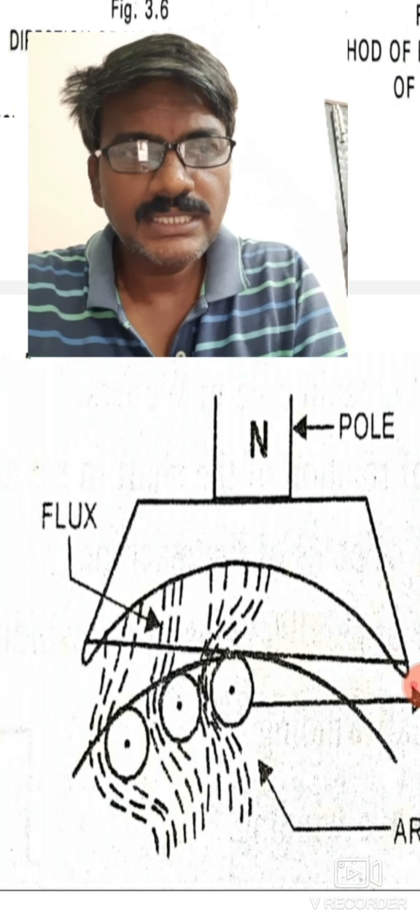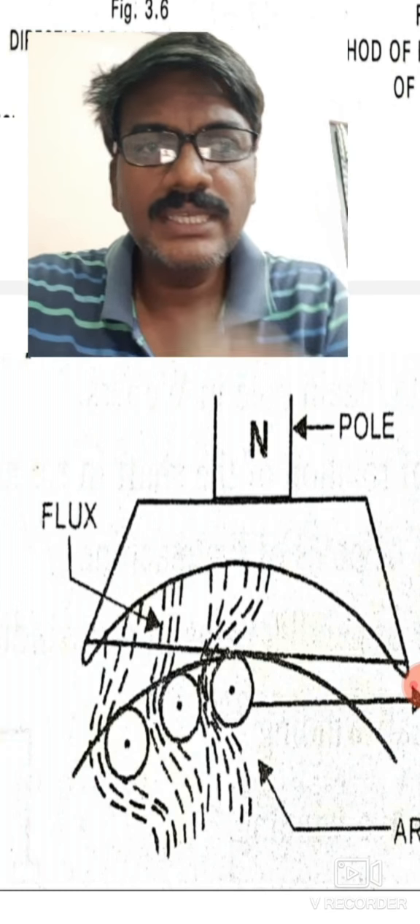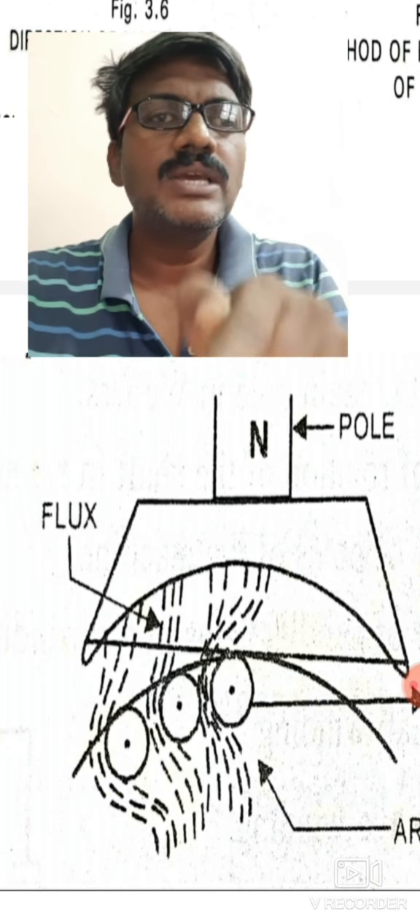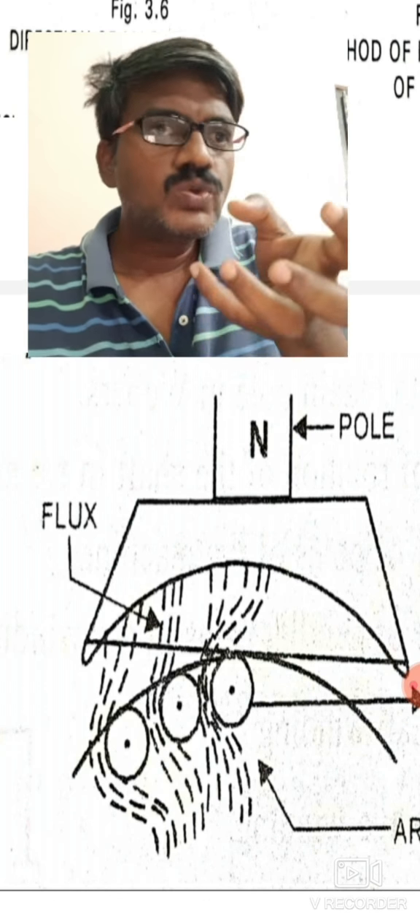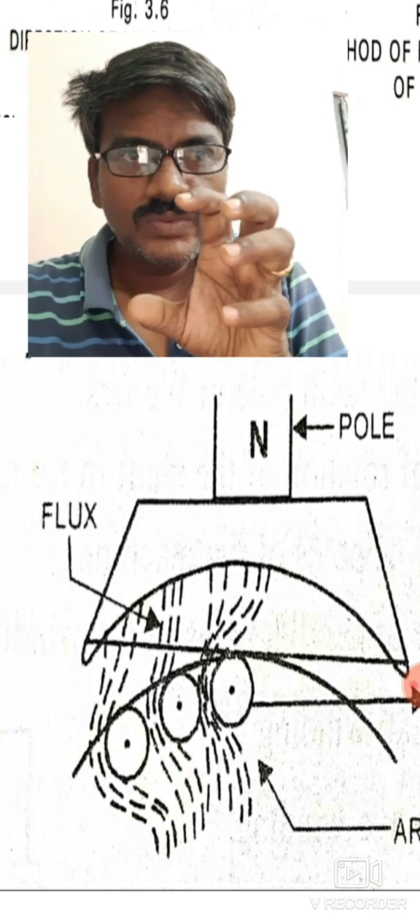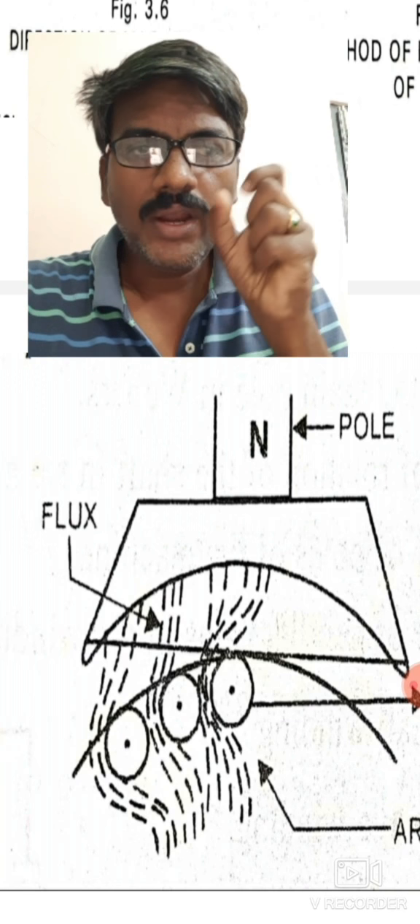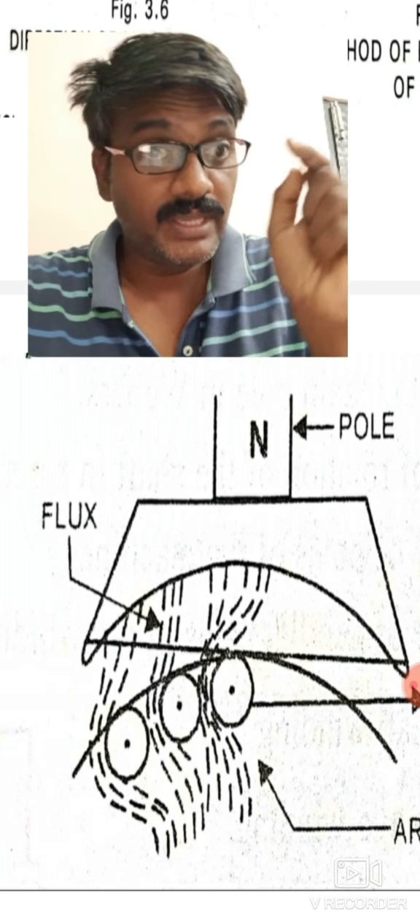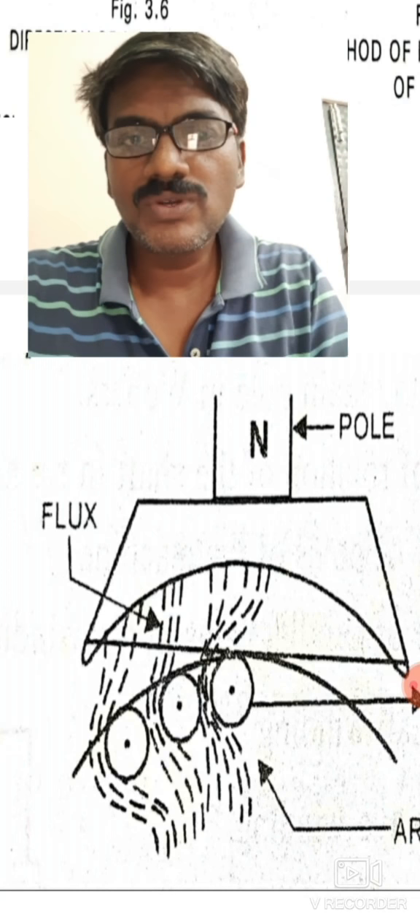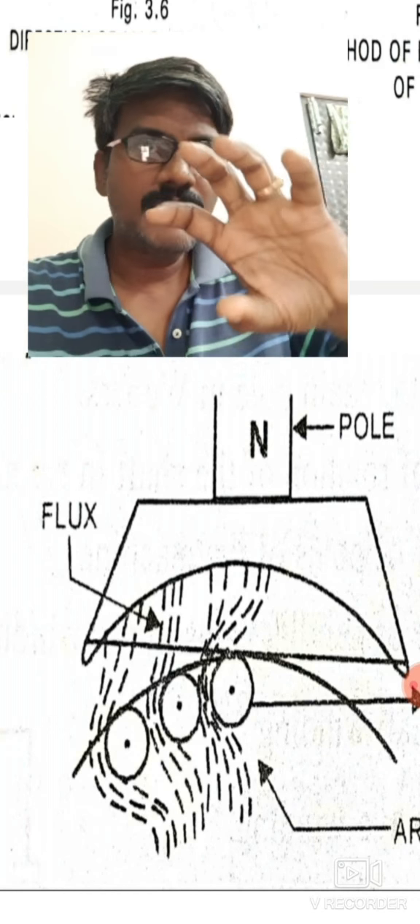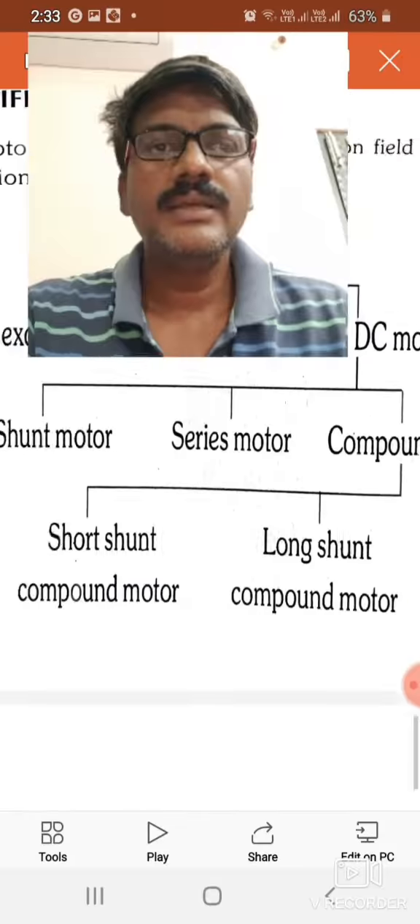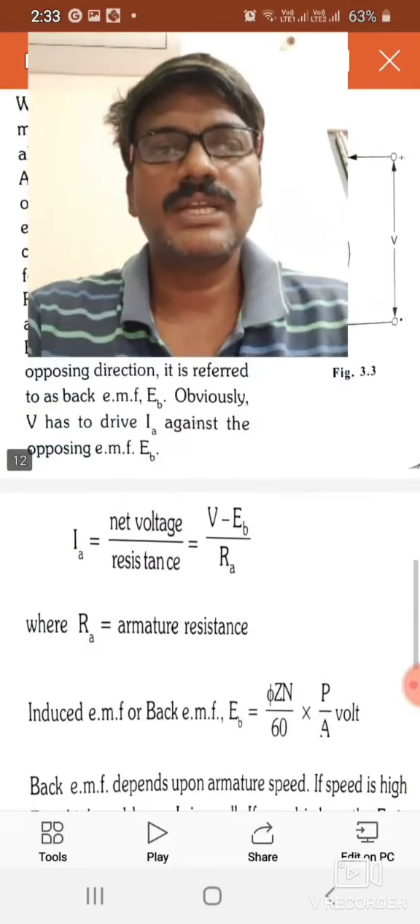Because of cutting of the flux, EMF is induced. According to Lenz's law, the induced EMF flows in such a way that it opposes the cause. Right? Here, because of the current flowing in a conductor, we get a magnetic field. So this magnetic field cuts the armature conductor.